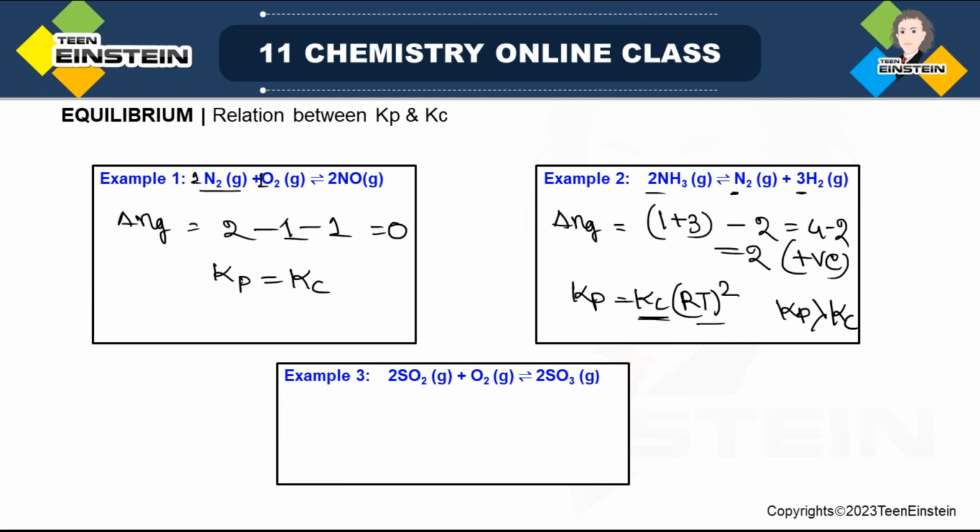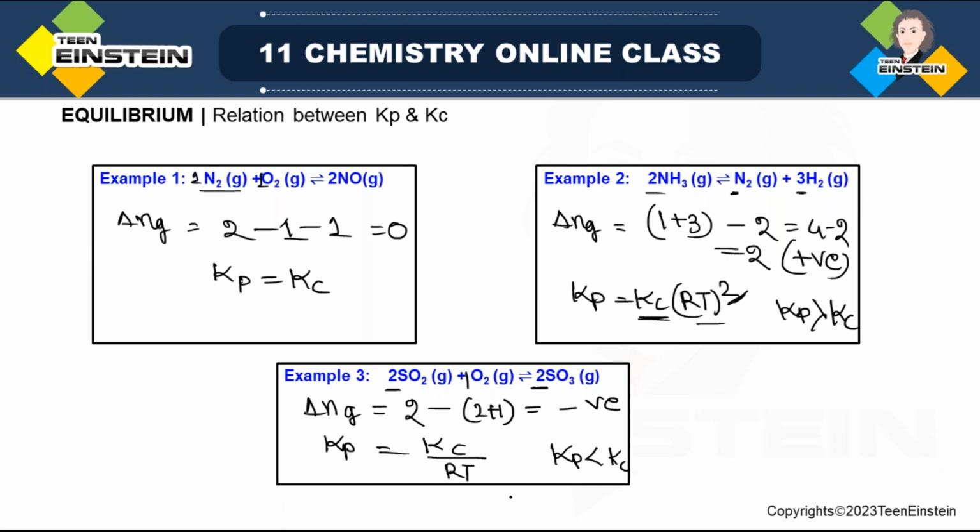And the other possibility, del Ng, here stoichiometric coefficient is 2 in the product side. So 2 minus 2 and 1. So it is negative value. So if something negative is present here, that means Kp is equal to Kc RT to the power something negative. It is basically 2 minus 3, minus 1. So RT to the power minus 1 means it is actually Kc by RT. So in this case, Kp will be lesser value compared to Kc. So these are the different possibilities for the relation between Kp and Kc.